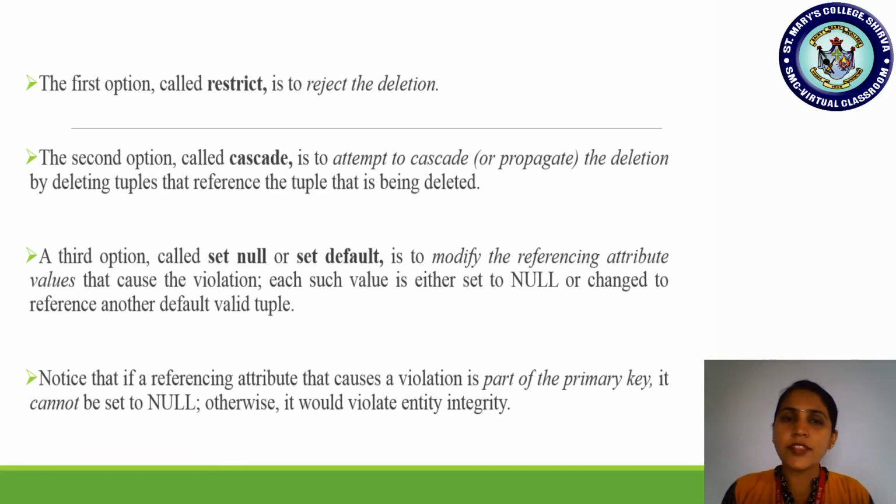Are you all understanding? So the first option is what? Restrict, where if any user is trying to delete a department number information, you restrict that by rejecting, by cancelling the deletion, as the department number is acting as a foreign key in multiple relations. Are you all understanding? You're rejecting the deletion itself.